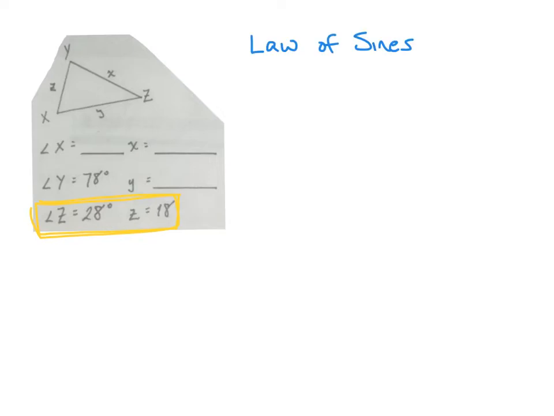The law of sines tells us that the ratio of the sine of an angle to its side is going to be the same no matter which angle and opposite side we're talking about. So if I look at the sine of z and how it's related to side z, that's going to be the same as the sine of y and the way that it's related to side y.